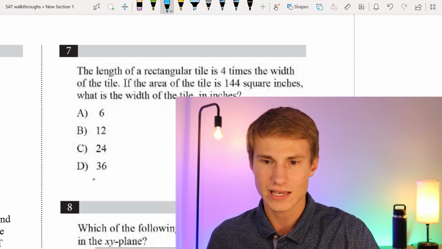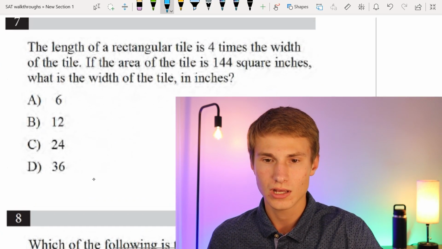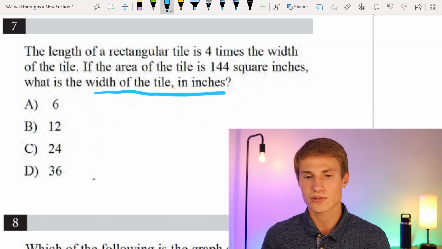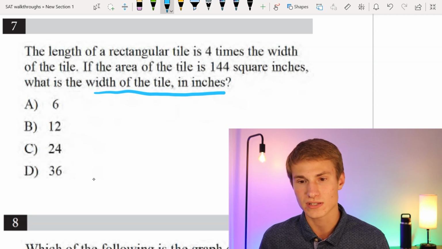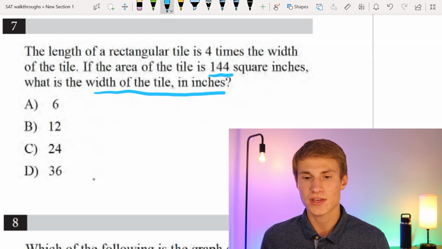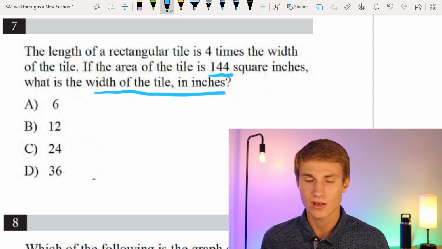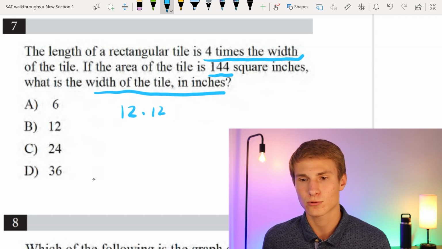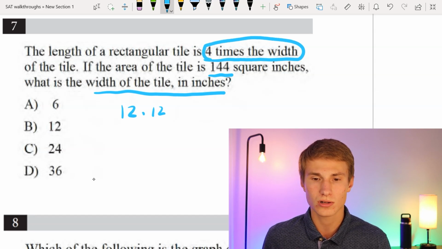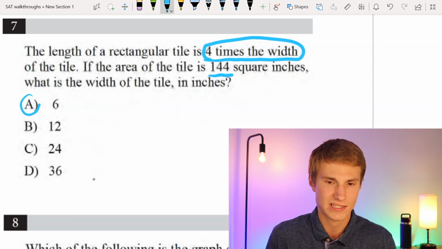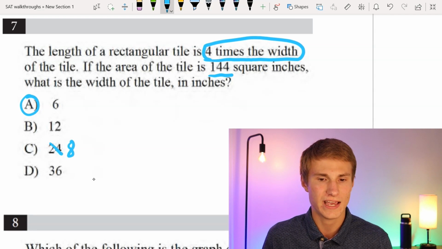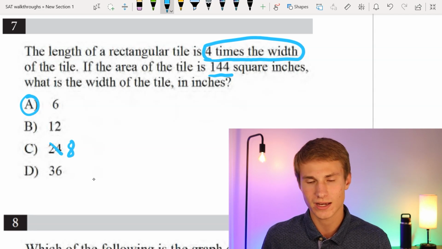We've got the length of a rectangular tile is 4 times the width of the tile. If the area of the tile is 144 square inches, what is the width of the tile in inches? All right, so there's a couple ways you can solve this. One way is you can see that the area is going to be 144 square inches. So you can just think, okay, that would be 12 times 12, but I know that my length is 4 times my width, so my width would have to be smaller than 12, and therefore you'd see your answer has to be A. Now, if you didn't see that, or if your answer choices had something like, instead of C being 24, C was 8, then here's how you'd go through and solve that.